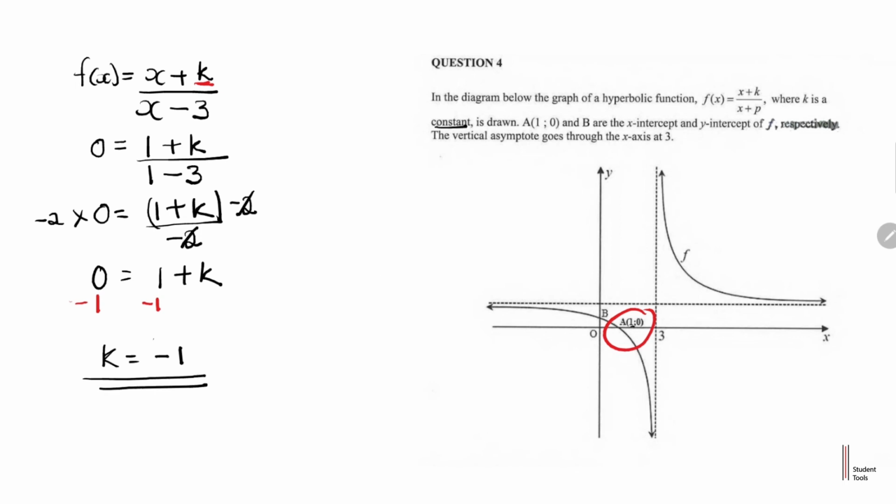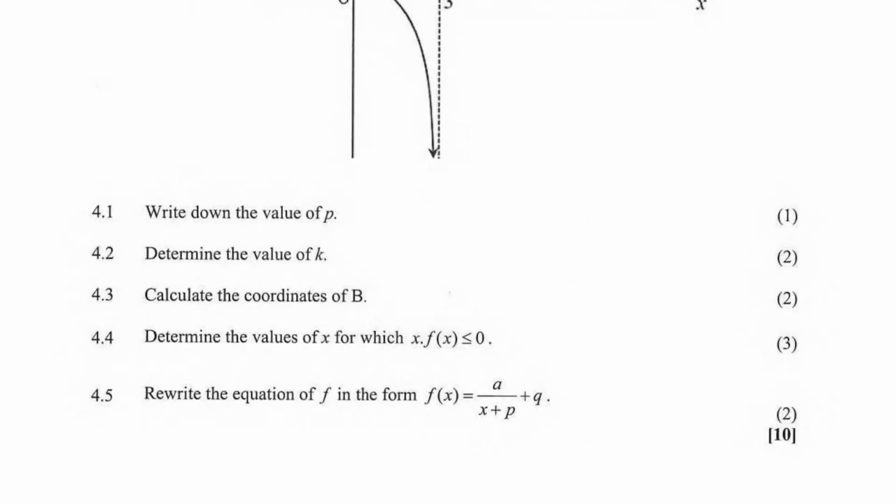Okay, next question. Right here we have 4.3, which says that we must calculate the coordinates of B. B is the y-intercept of the graph f. So how do we find the coordinates of B? One thing we know is that B is the y-intercept, so x is equal to 0. So using our function, let us find the coordinates of B.